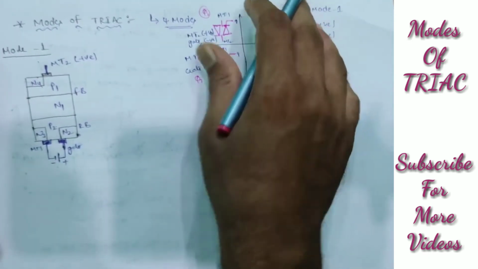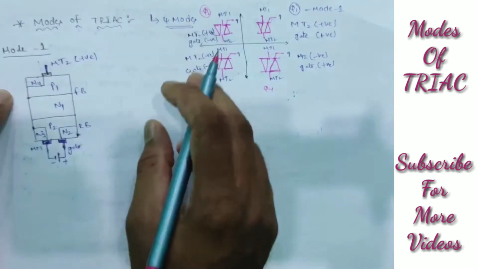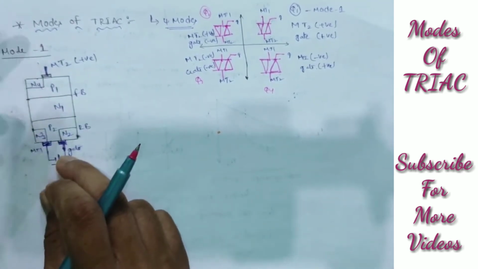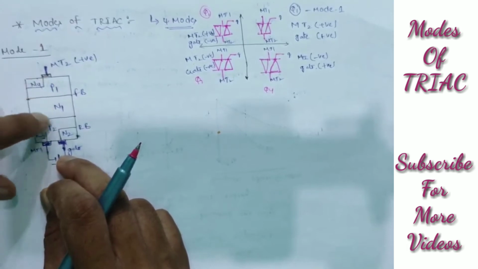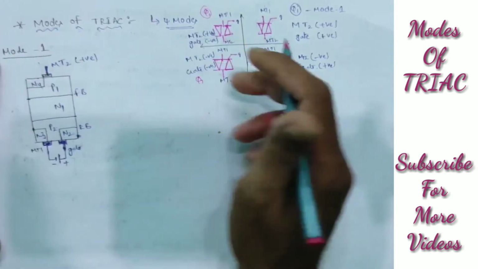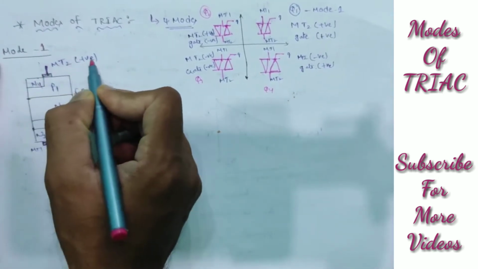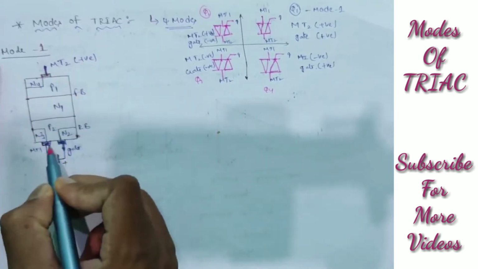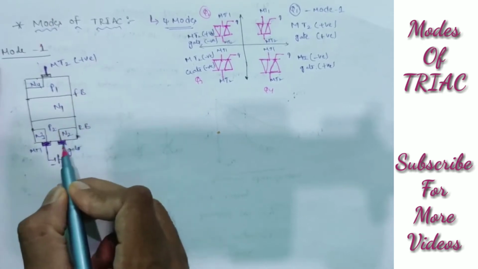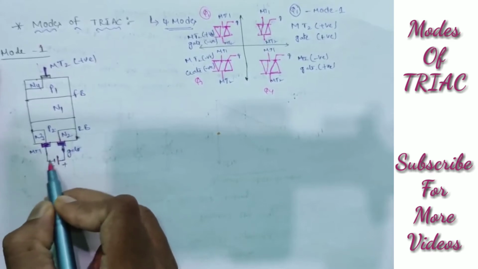Let us discuss mode 1 first. What we discussed in the structure, this is the structure of the triac. The triac has the layers P1, N1, P2, N2, N3, N4. In mode 1, MT2 is positive, gate is also positive. Here it is MT2, this is MT1, this is the gate. So we are connecting the gate terminal to the positive side, and MT1 is negative.